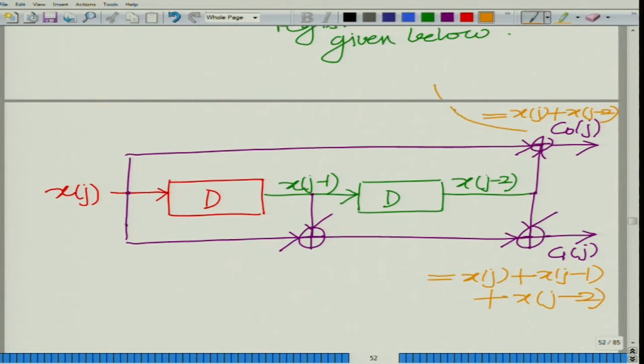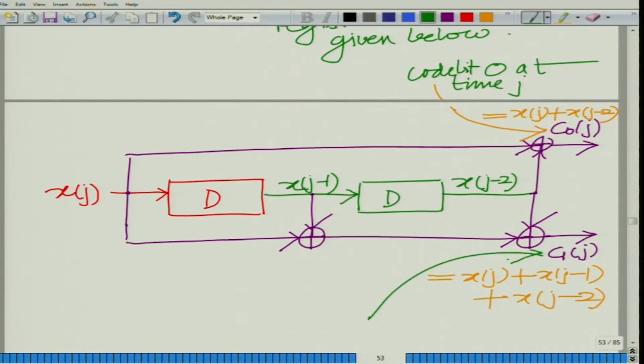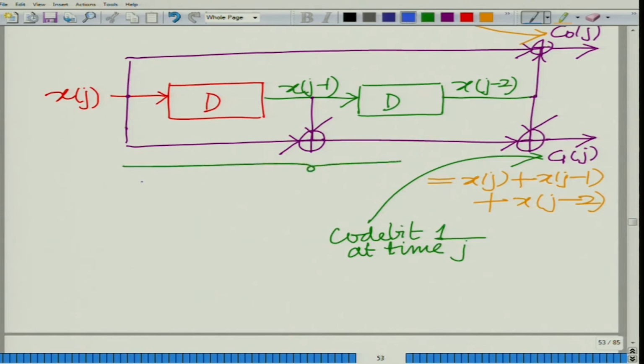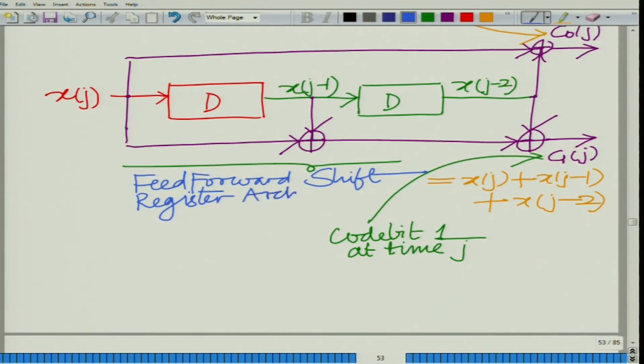So this is code bit 0, it goes without saying, code bit 0 at time j, and this is your code bit 1 at time j, and this is your feed forward shift register architecture.